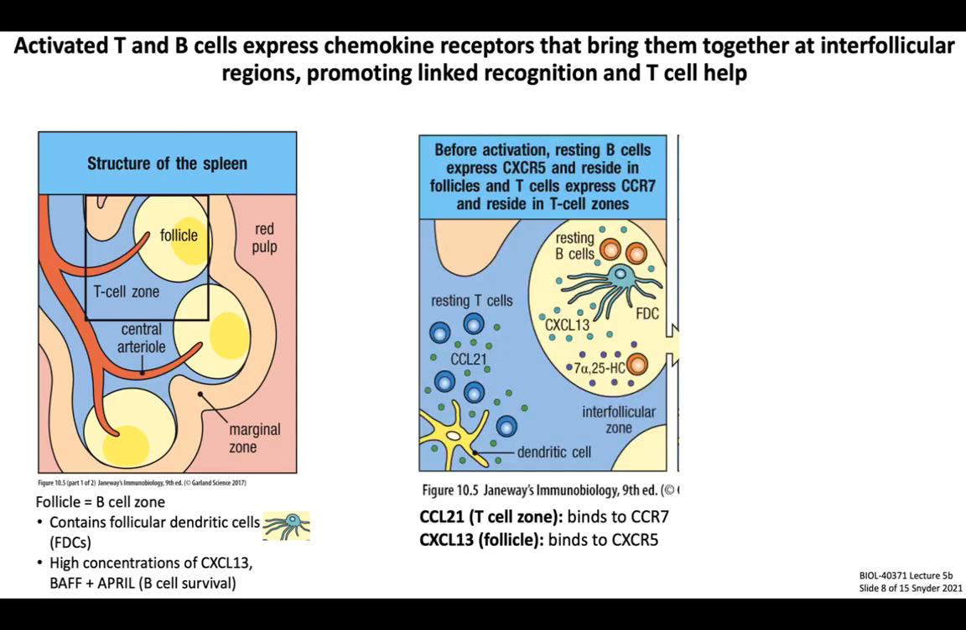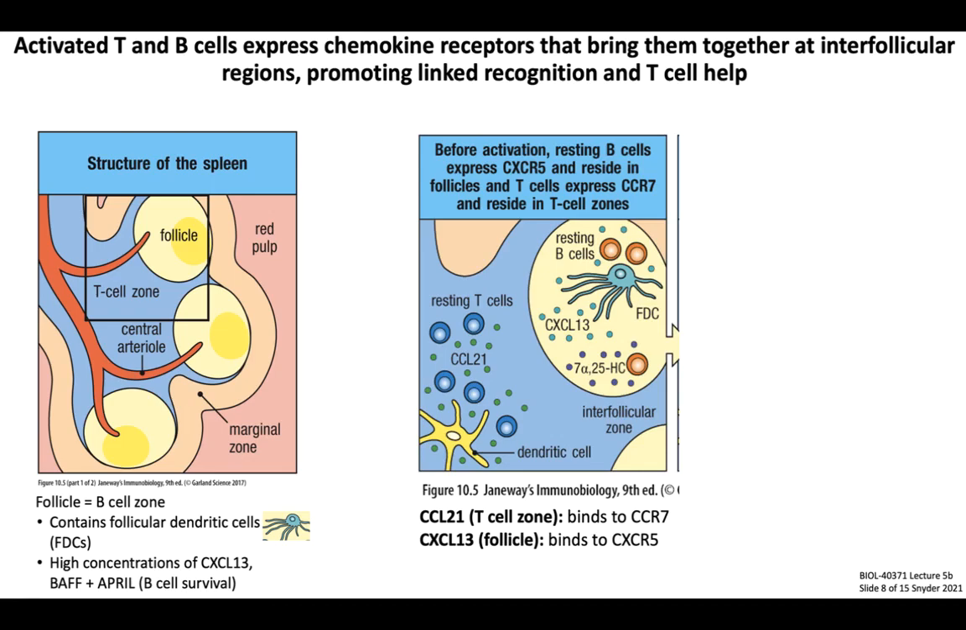Now, the white pulp of the spleen contains high concentrations of lymphocytes, which are further divided into T cell zones, shown in blue, and B cell zones, or B cell follicles, that are shown here in yellow. T cell zones express high concentrations of the chemokine CCL21, which attracts CCR7 expressing naive T cells and retains them within this region. B cell follicles contain follicular dendritic cells that help secrete the chemokine CXCL13, which attracts CXCR5 expressing naive B cells and retains them within the B cell zone.